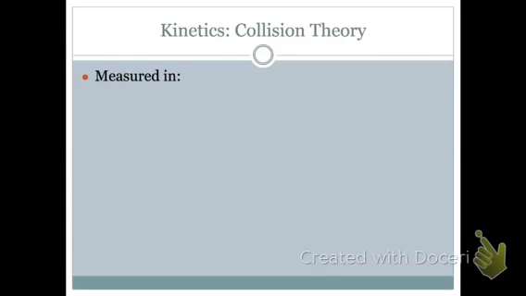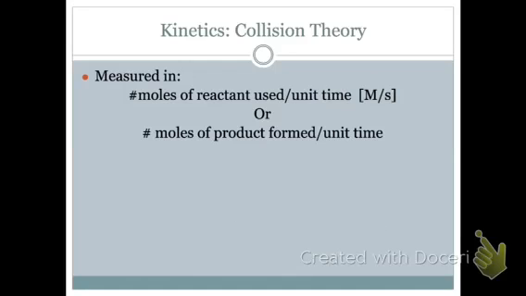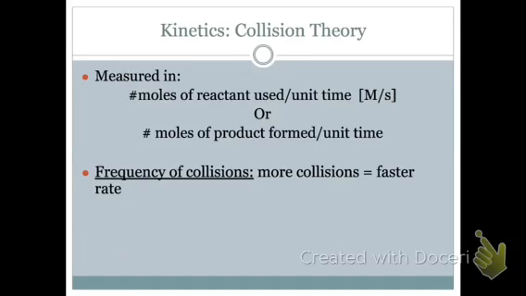There's something called the collision theory, and collision theory basically is what are things that make a reaction rate increase by increased collisions of molecules. And it's measured in moles of reactant used with unit time. And another way to say it is moles of product formed divided by unit time. And that's probably the easiest to look at. It's either going to be how quickly are you using up your reactants or how quickly are you making products.